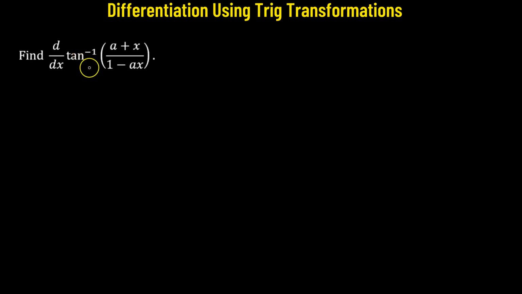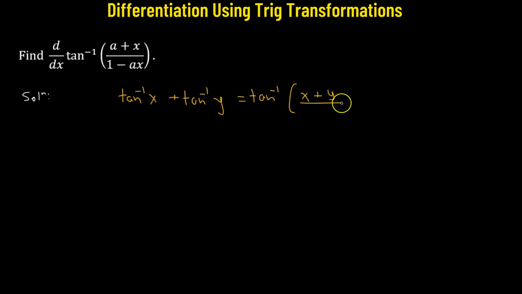We need to obtain the derivative of this given inverse tangent function. To begin with, let's state a formula. So let's say if we have tangent inverse of x and we add it to tangent inverse of y, then this will be equal to tangent inverse of (x plus y) divided by (1 minus xy).